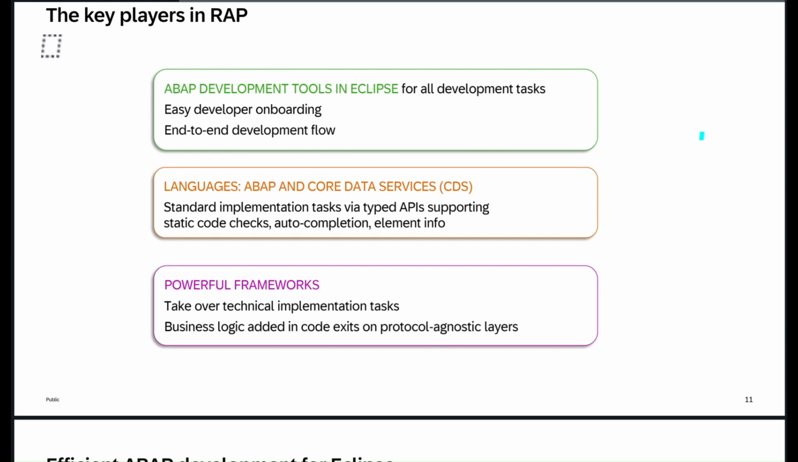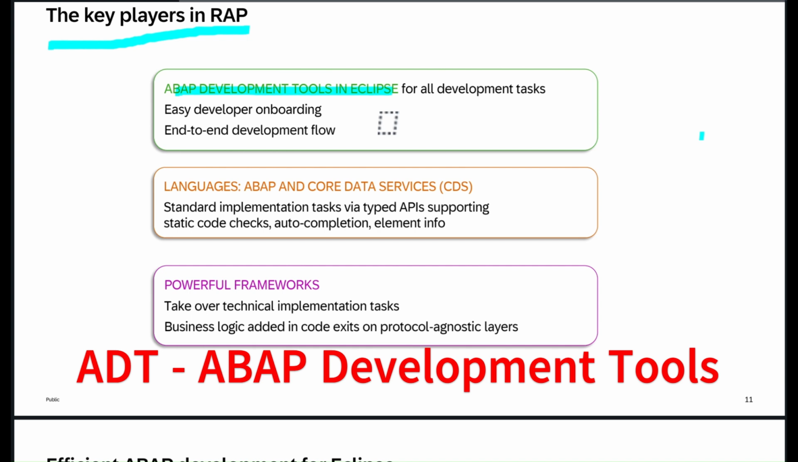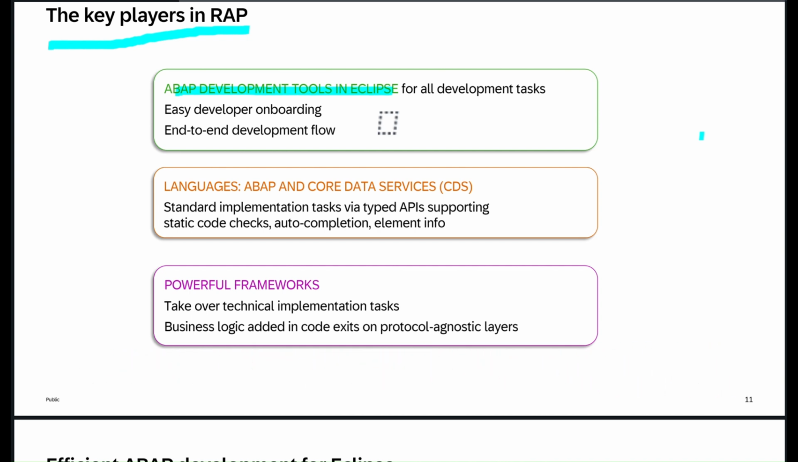First, we have to understand what the key players in RAP are. There are three key players. One is ABAP Development Tools in Eclipse. This is a very important one, which is shortly called ADT, and it is supported only in the Eclipse IDE. If you don't have this, you cannot create RAP applications or CDS views. So if you want to create a RAP application, this is the first mandatory thing.